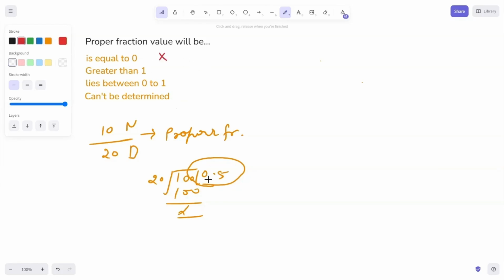Is 0.5 greater than 1? No, it is also wrong. Lies between 0 and 1. If this is 0 and this is 1, then 0.5 lies somewhere here. So our third option is correct. We can say that our third option, lies between 0 and 1, is correct.